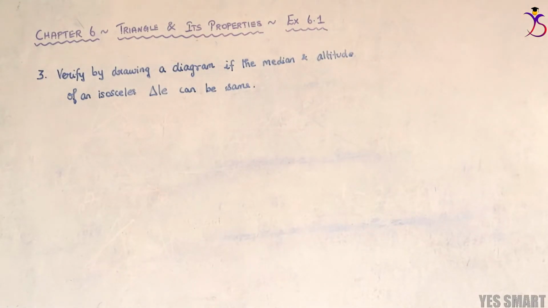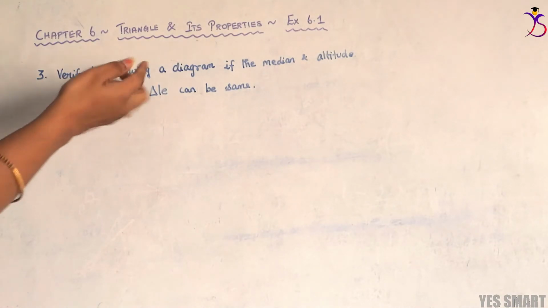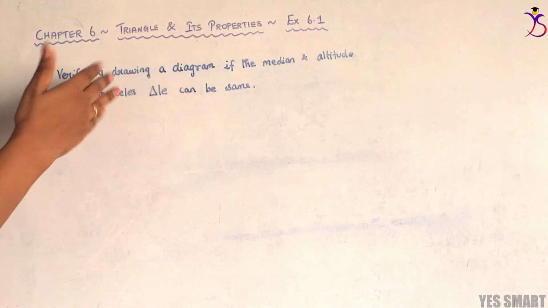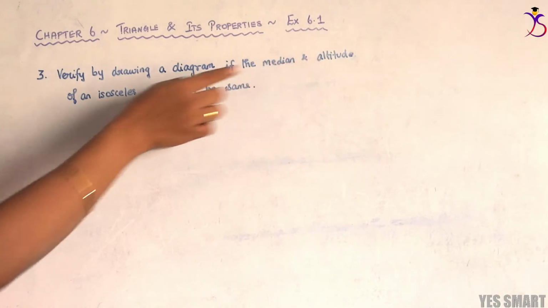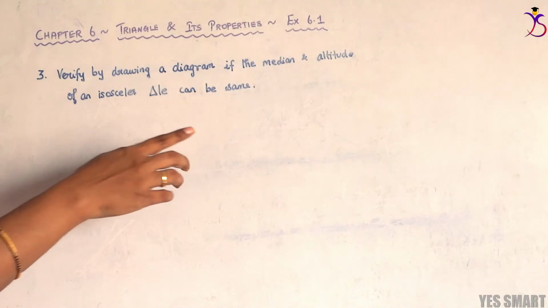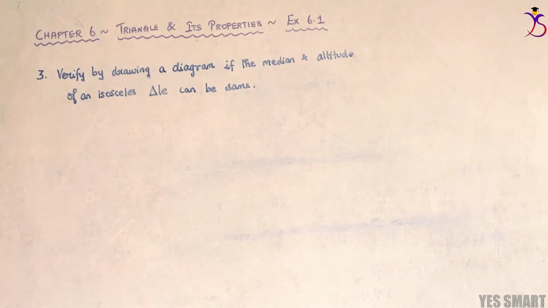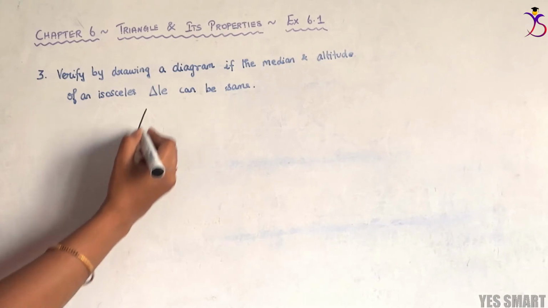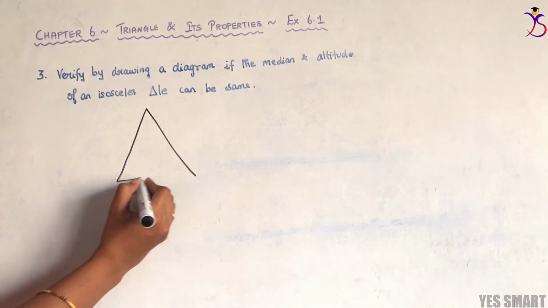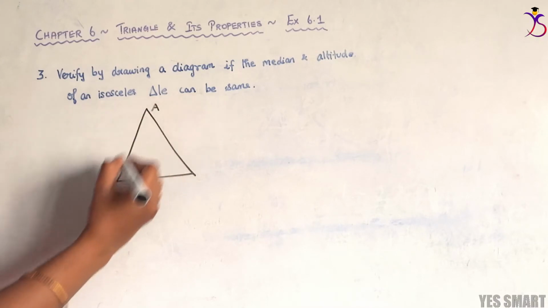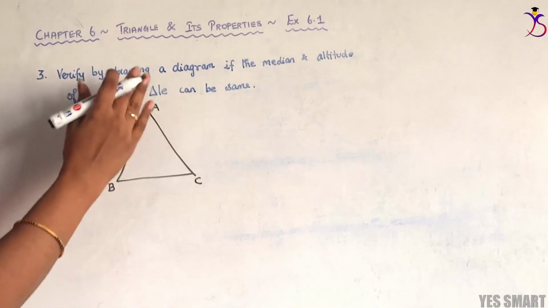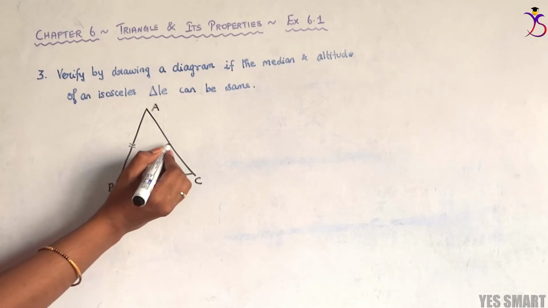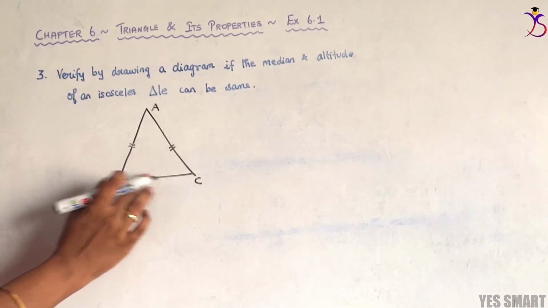Verify by drawing a diagram if the median and altitude of an isosceles triangle can be the same. They have asked us to verify just by drawing a diagram whether it is possible for an isosceles triangle to have the median and altitude both the same. That is, whether the median can act as an altitude as well and vice versa. So let's first draw an isosceles triangle, and let's name it as A, B and C. Since we already know that an isosceles triangle has two equal sides, AB equal to AC.